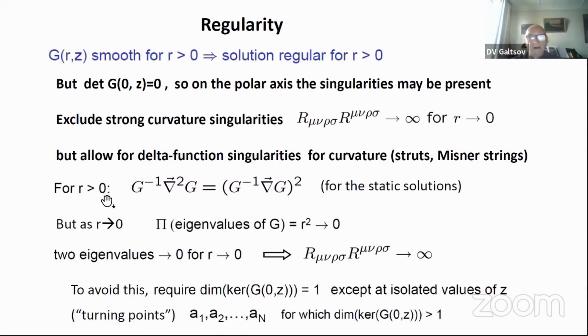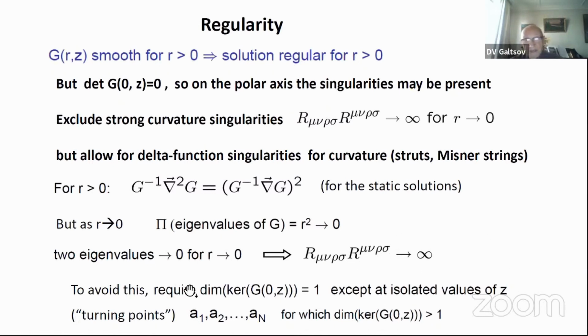For r greater than 0, it is a nonlinear equation of that type for static solutions. But as r goes to 0, the product of eigenvalues of G, which is r squared, goes to 0. So if you have two degenerate eigenvalues, one can show that you will get a strong curvature singularity, and we don't like it.